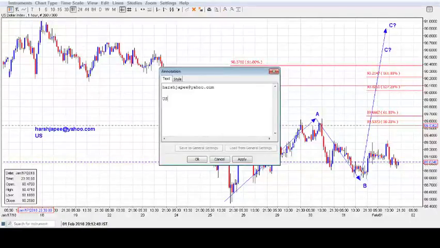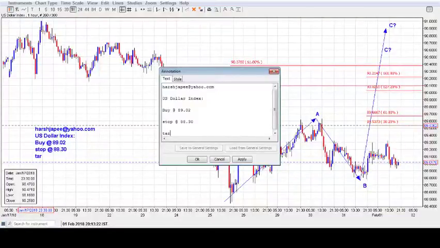Alright, so the trade number 2 for the day is the dollar index. Look to buy around the 89.02 mark right now. Please take into account when you're placing a stop loss or entry orders or limit orders, the spreads. Stop loss is going to go at 88.30, and the targets, two of them, one is 90.00 and the other one is 90.30, 90.40.